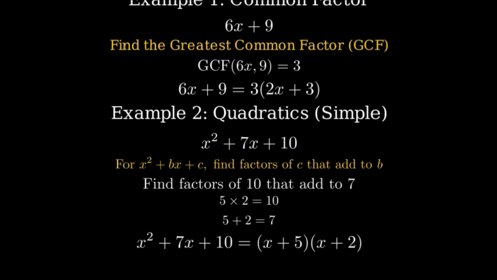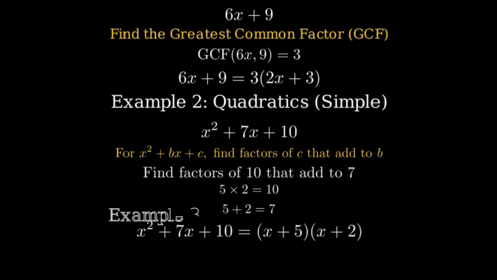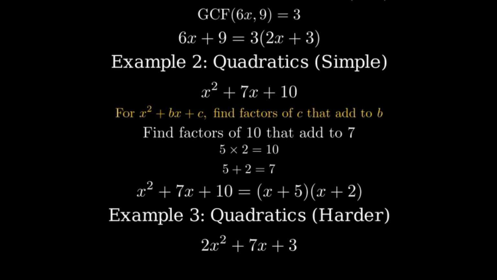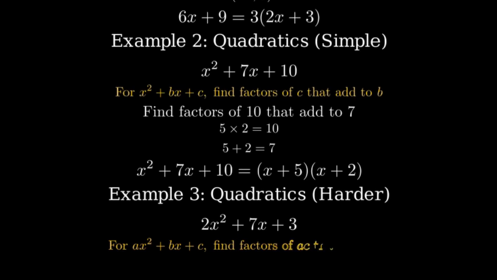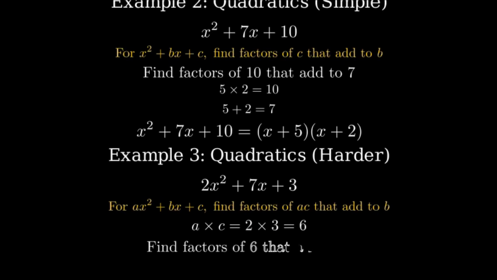Let's tackle a harder quadratic expression. We have 2x squared plus 7x plus 3. For quadratics in the form ax squared plus bx plus c, where a is not 1, the process is a bit more complex. We need to find 2 numbers that multiply to give a times c, which is 2 times 3, which equals 6, and add to give b, which is 7.